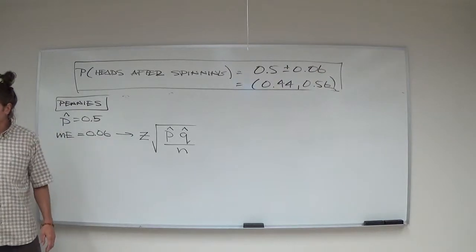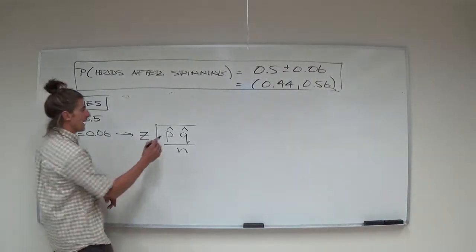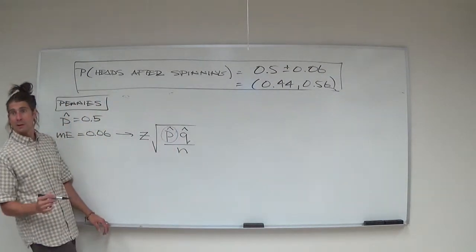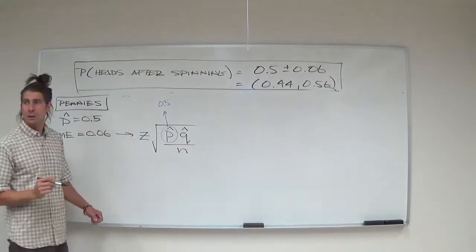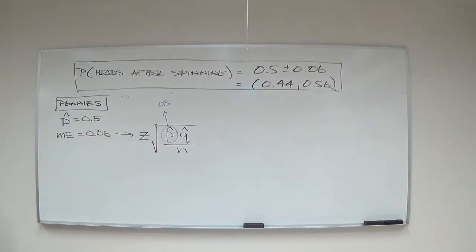Some of these pieces, you know what they are already. For example, p hat, you know what that is, don't you? Exactly, that's your 0.5. That's your sample proportion. What's your q hat going to be? Your q hat's going to be 0.5 as well.